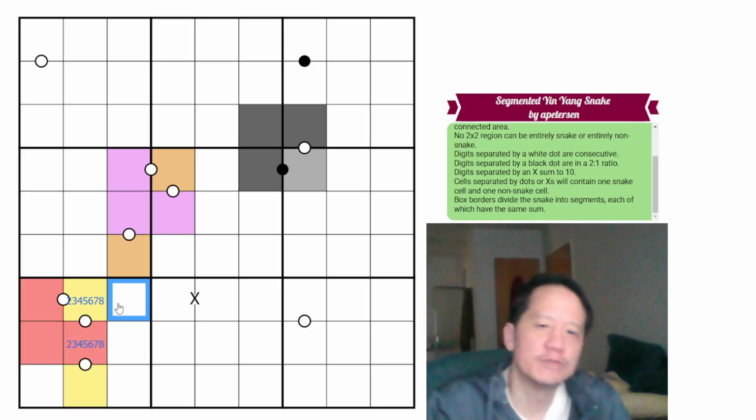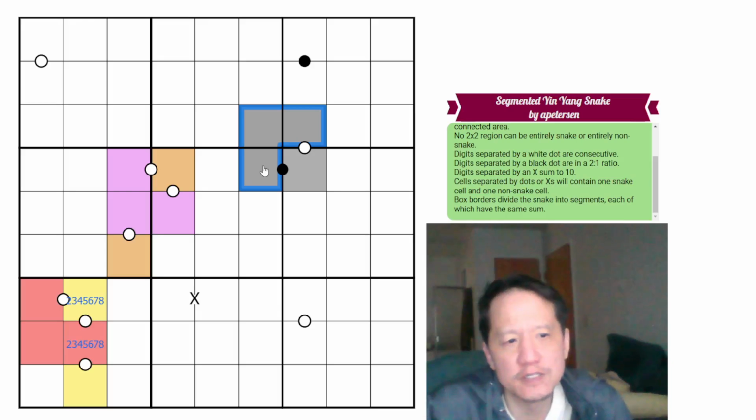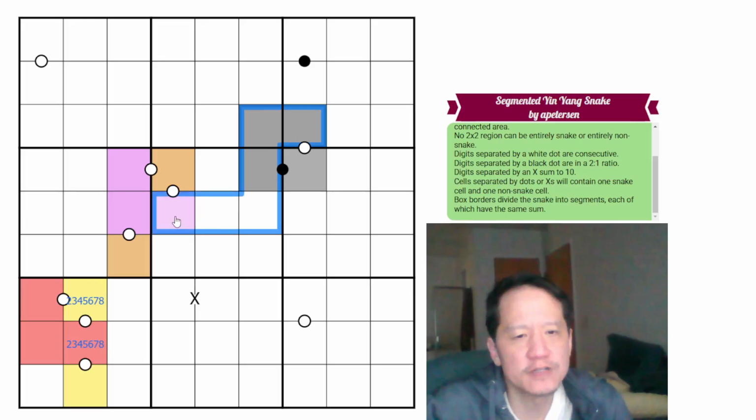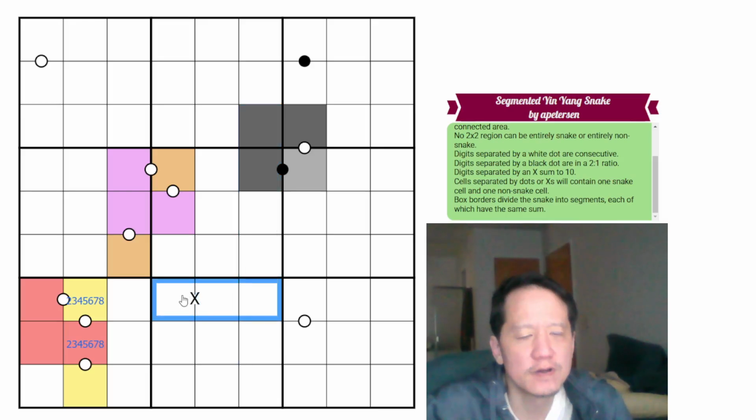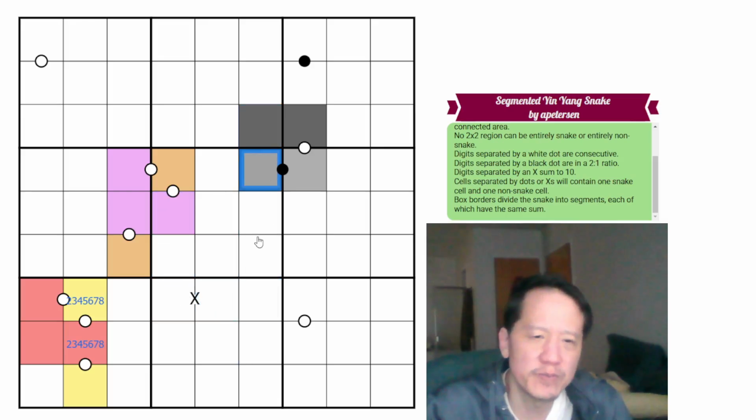That's interesting, though. So if this is essentially the snake, can it ever connect to the... I guess it could go down three and then cross. That's possible to be pink.